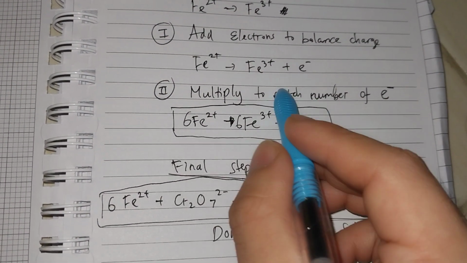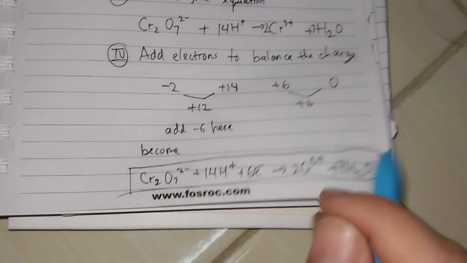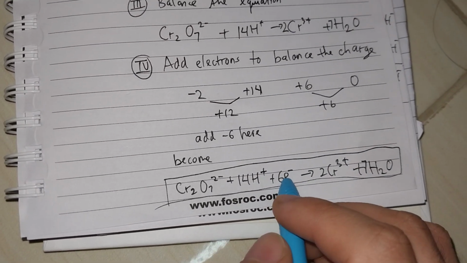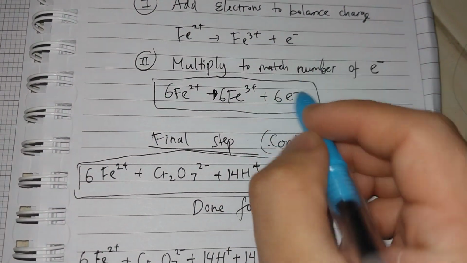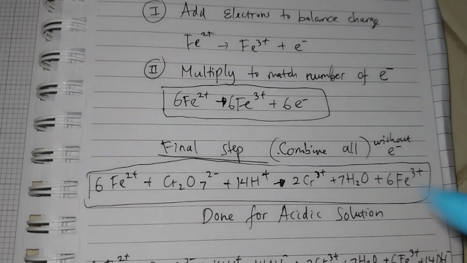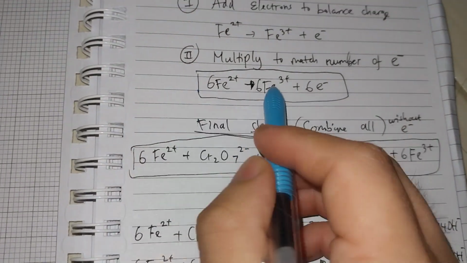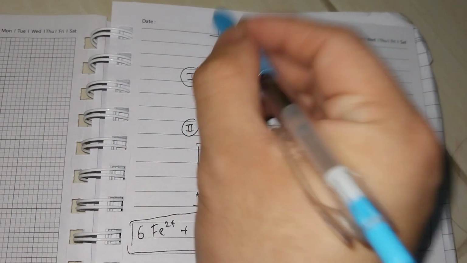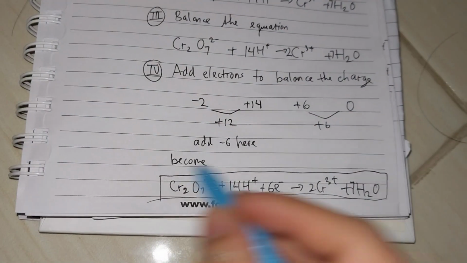Why? What do we match here? The number of e, because previously in the reduction part we have 6e, so we have to multiply by 6 to have 6e as well. We want to make it the same. Final step, combine all without e. Okay, we combine all. So the final equation that we got for the oxidation is this. The final equation we got for the reduction is this.